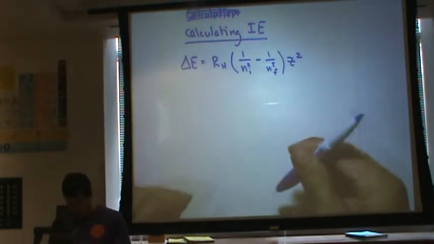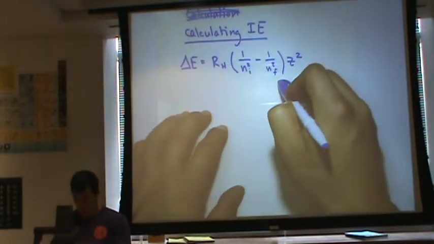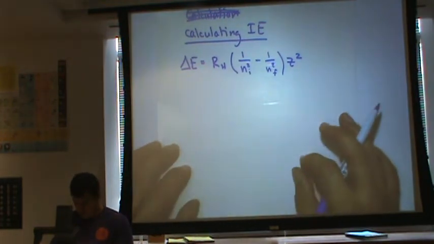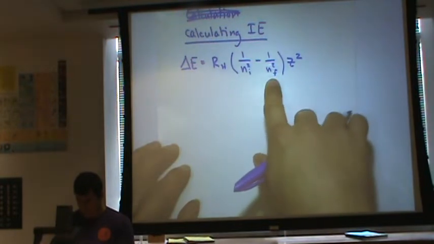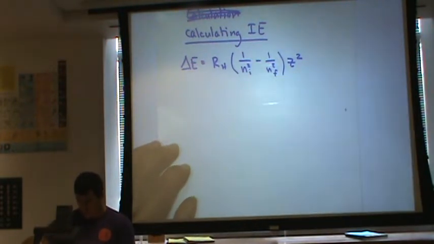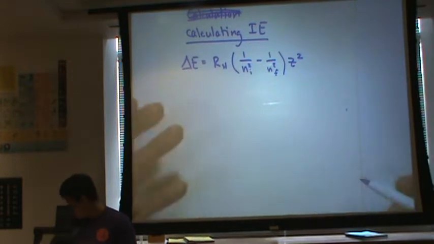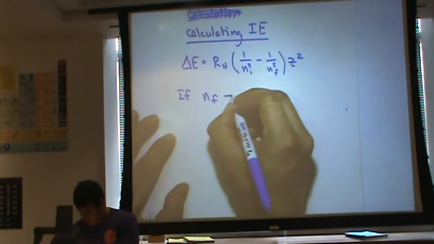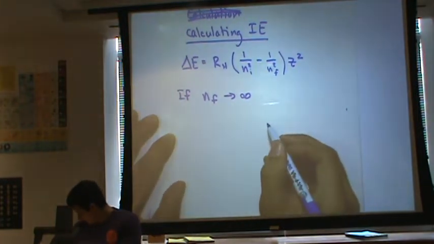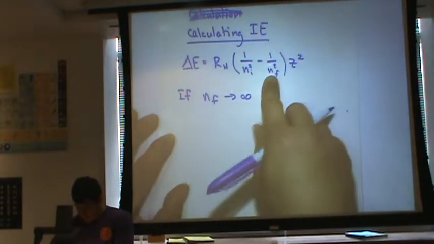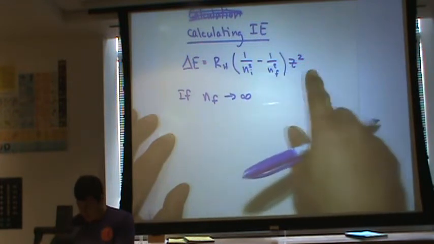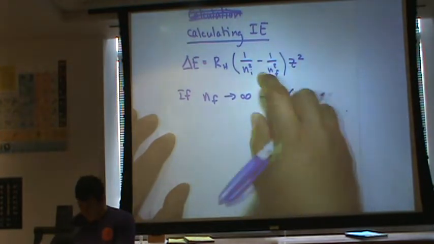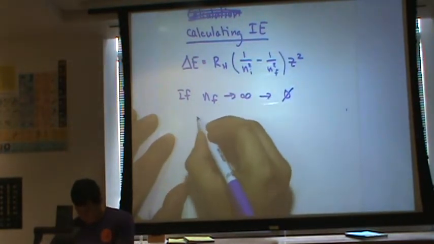So if we have an electron in a shell that we completely remove so that it is no longer on that atom, we're going to say that the shell it's in, its final position, is so far away that it's approaching infinity. So if our n sub f approaches infinity, then if this number is really big, if I were to plug in, let's say, a billion, 1 over a billion is basically 0.